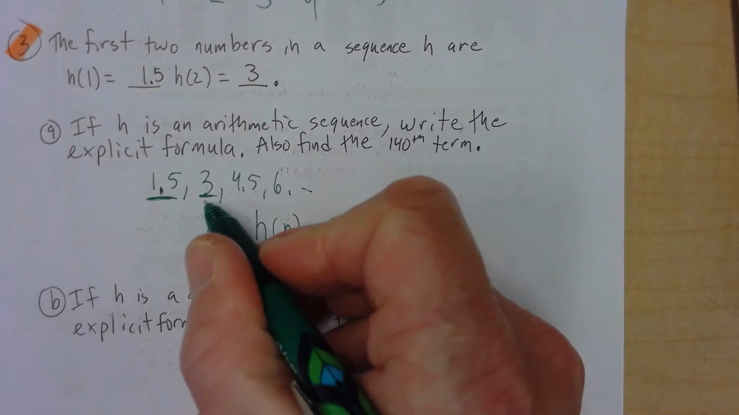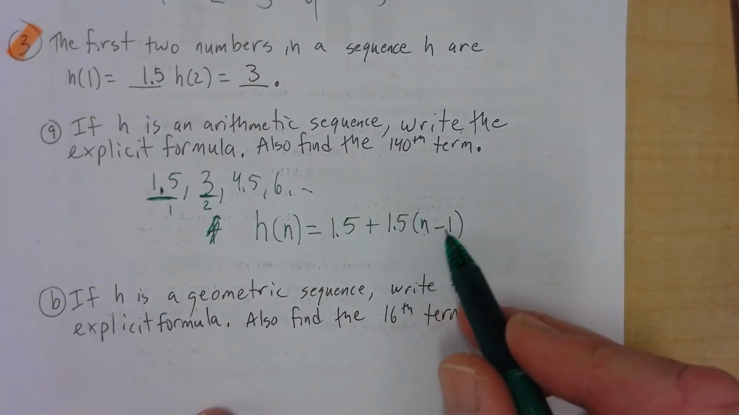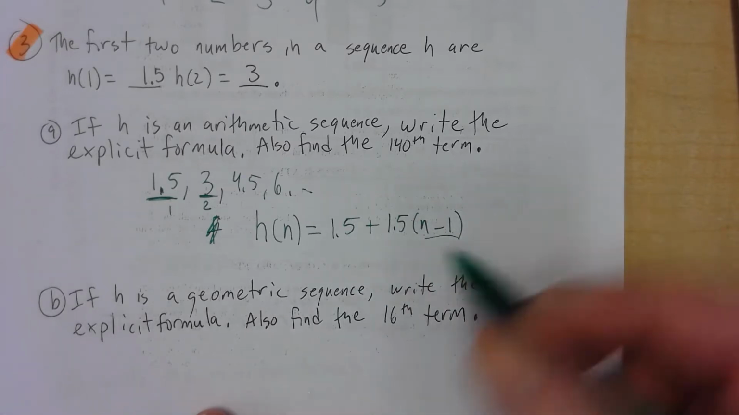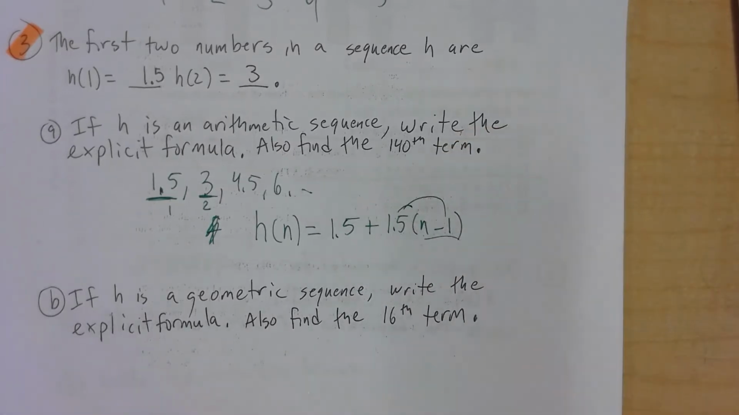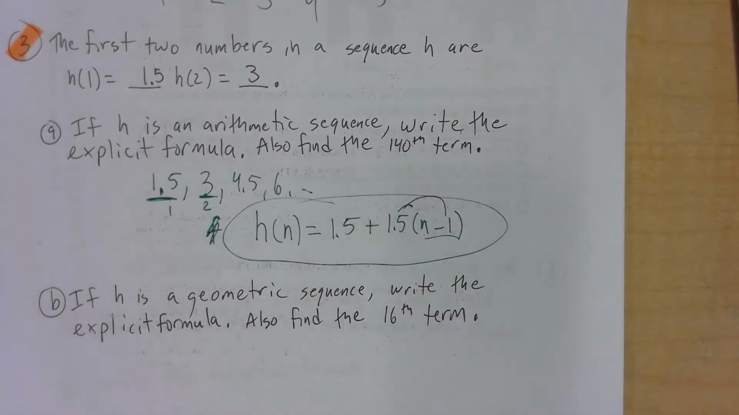And then for the second term, you put in 2. And then that would be 2 minus 1. So you're only adding on 1 of those. So you have to have this n minus 1 there. Now if you distribute it, you can simplify and make it look different. But this works. So h of n is equal to 1.5 plus 1.5 times n minus 1.